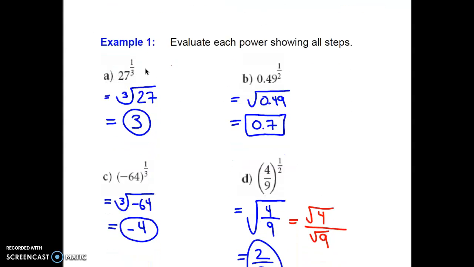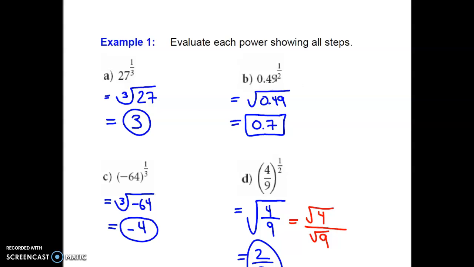So if we have 27 to the power of 1/3, our numerator is 1 and our denominator is 3. So 3 becomes our index. So we put the root symbol with the 3, and our base is the big number down here. So we put 27 inside the root symbol, and then just strictly calculate that. So all you have to do is the cube root of 27 in your calculator and you will get 3. So let's look at b.